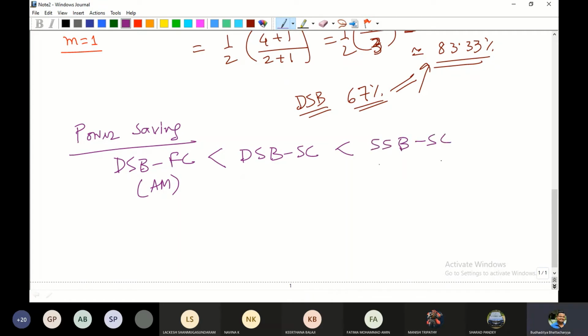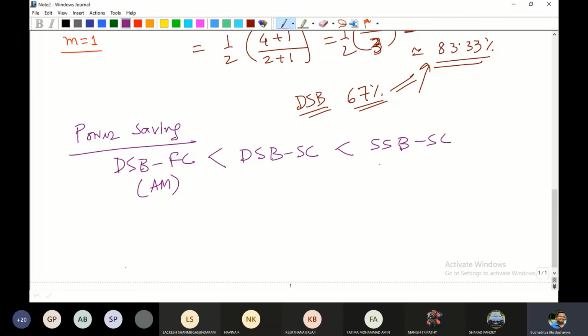So this is the order in which we are considering the power saving. Okay, so now we have established the fact that all these are advantages with respect to the SSB signal. And we have also observed that it's very easy to generate an SSB signal, because if the DSB-SC signal is fed through some kind of band pass filtering, and if I want to tune it to only the upper sideband, then the SSB output will be generated.